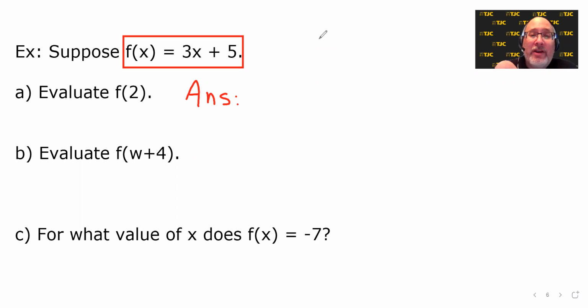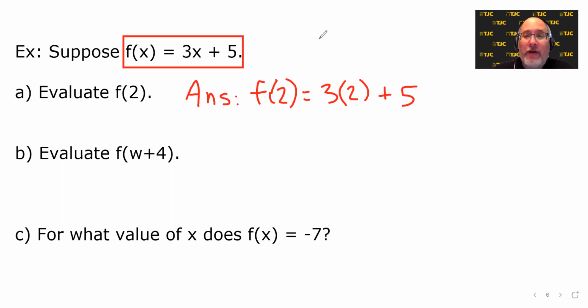But if we want to evaluate f of 2, all I have to do is go to my original function and replace the x with 2. Now I could use a dot to indicate 3 times 2, but I'm going to use parentheses this time. And then the order of operations says that we're supposed to multiply first. 3 times 2 is 6. And then after that, do the plus 5. And so as a conclusion, we can say that f of 2 equals 11.